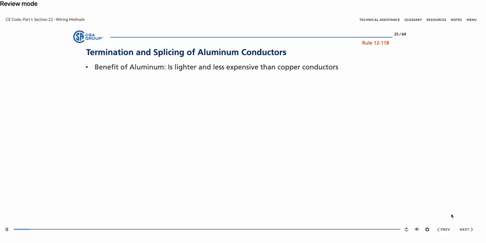Installations involving aluminum conductors are used because they are inherently lighter and less expensive than equivalent ampacity copper conductors. One of the downsides with the use of aluminum conductors is that aluminum begins to oxidize as soon as it's exposed to air, when insulation is removed from the conductor. Oxidization on the conductive surface increases the resistance at the point of termination, which can result in excessive heating.